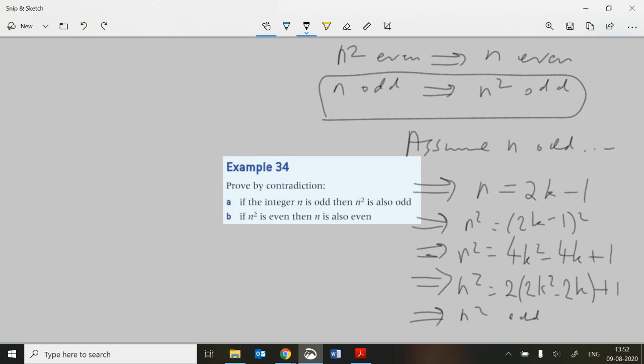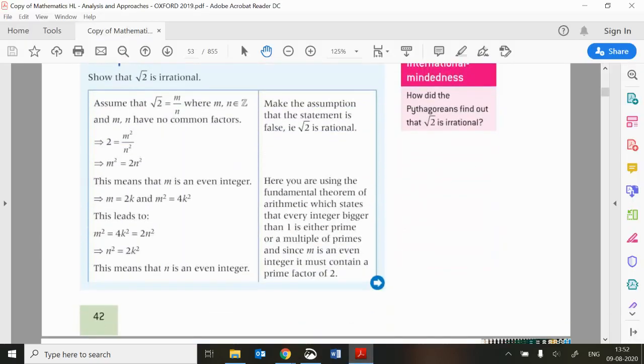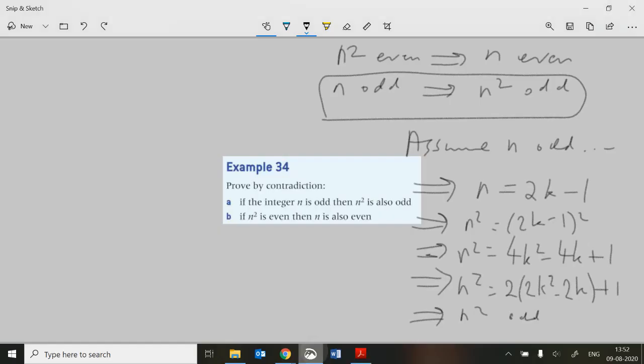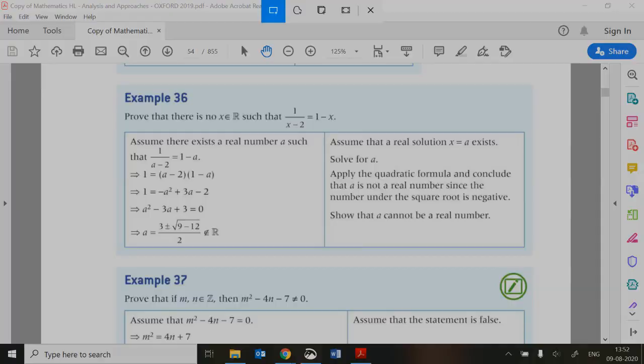Okay, right, so that's example 34. Let's crack on to the next. We've done 35, so we're going to do 36. Take this one.